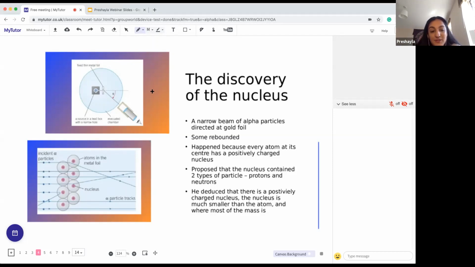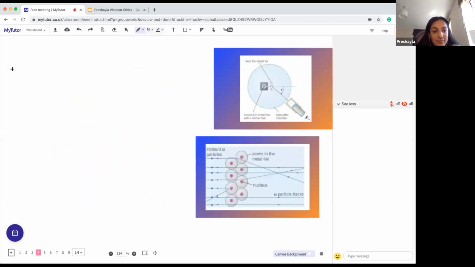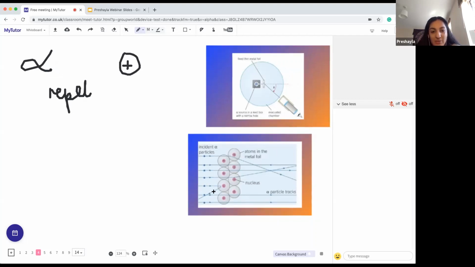He knew that alpha was positively charged, and because the center of the atom was positively charged and they were repelling each other, he was able to prove this. So if you remember, if you bring two positive charges together, the alpha and the center of the atom, they will repel. And that's exactly what's happening when the alpha gets rebounded.